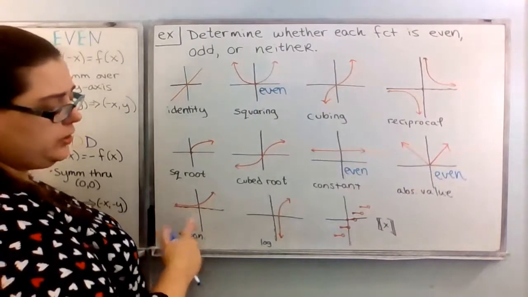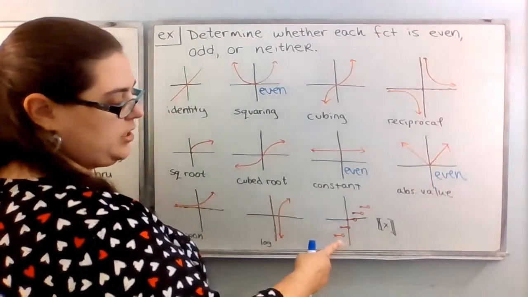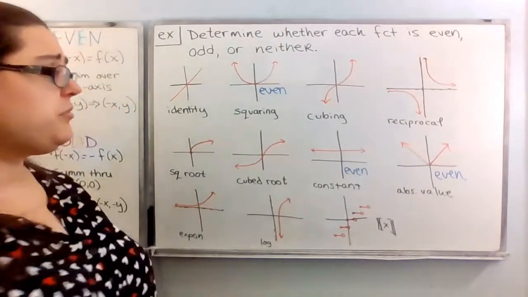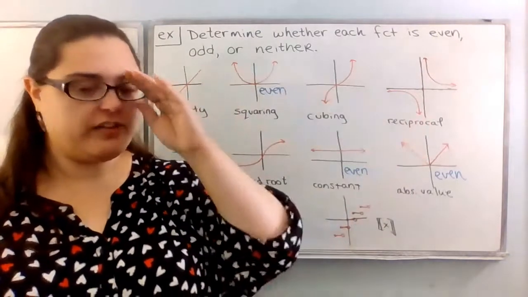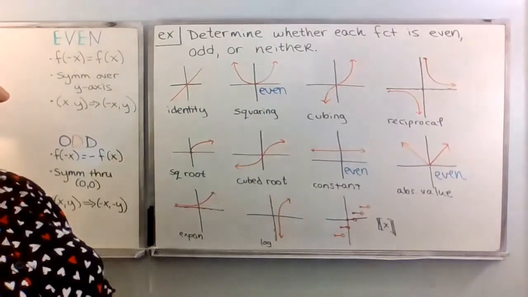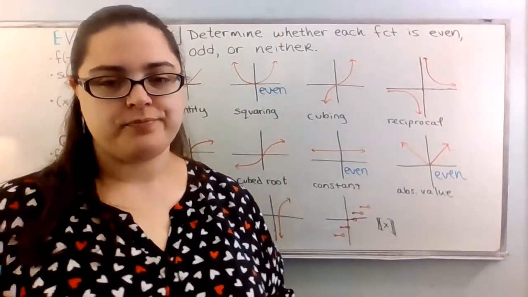Exponential functions are not even. The logarithmic function is not even. And the greatest integer function is not even either. So that's our first pass through these functions. We've identified which of these are even. So it looks like 3 of our original functions ended up being even.